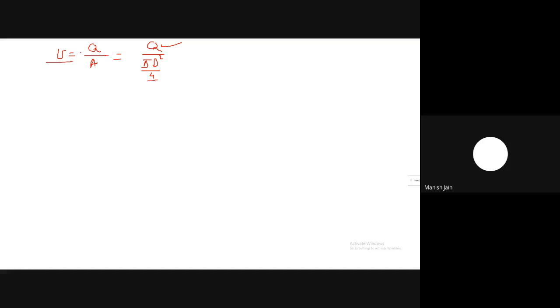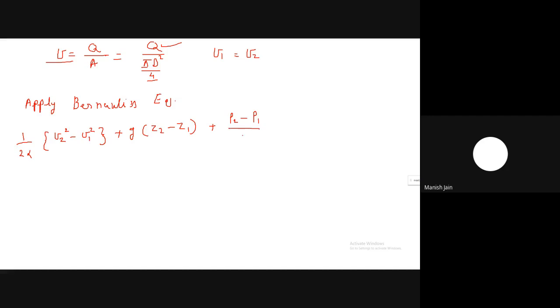So now you can use the Bernoulli equation at this point. Here we will write V1 equal to V2. The Bernoulli equation is one by 2 alpha, in bracket V2 square minus V1 square, bracket close, plus g into Z2 minus Z1, plus P2 minus P1 divided by rho, plus summation of F, plus Ws should be equal to 0. This is the Bernoulli equation.